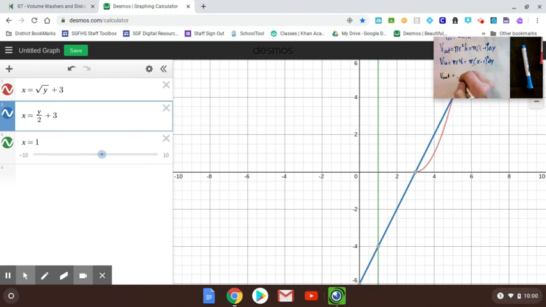My V out is going to be pi, and then I'm going to substitute in the red x, which is radical y plus 3, minus 1 squared delta y. My V in, pi, and then the blue y was 1/2 y plus 3 minus 1 squared delta y. Okay, so I don't think I need Desmos anymore.